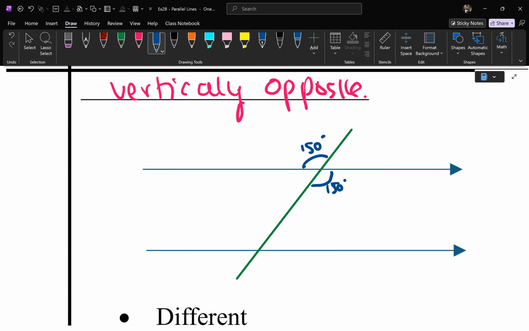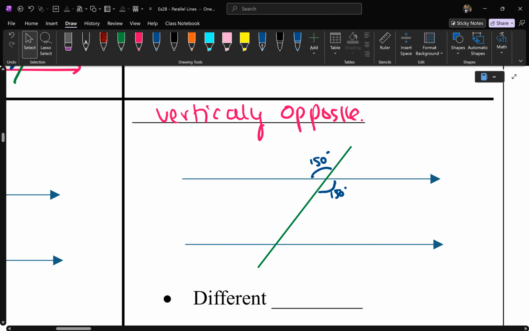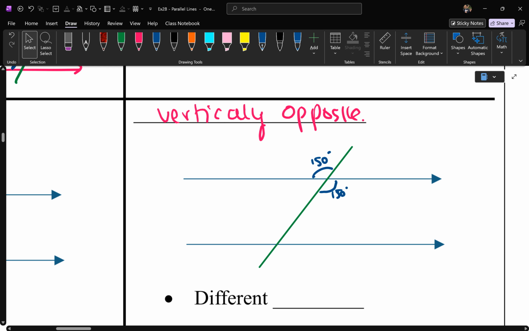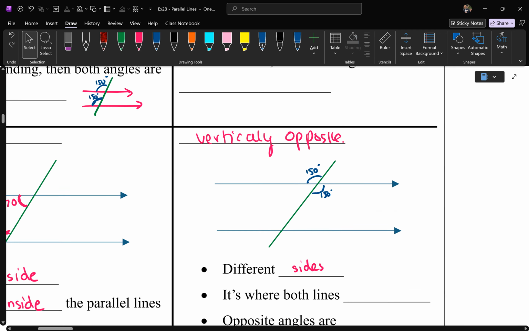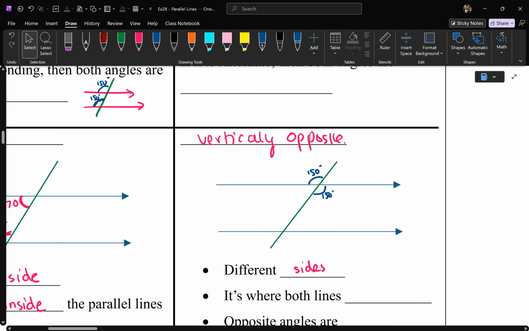But can you see it fits the description? Are the two angles on the same side of the transversal line? No, they're on different sides. One's on the left and one's on the right side. So that's why I wrote here, different sides. So if they're different sides, you either have alternate or you have vertically opposite. There's only two options to choose from.